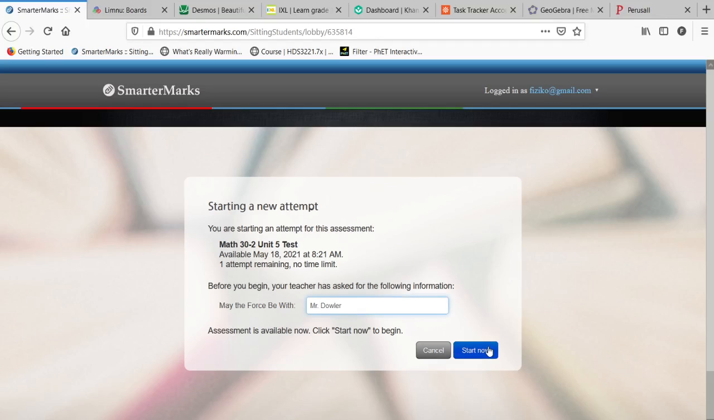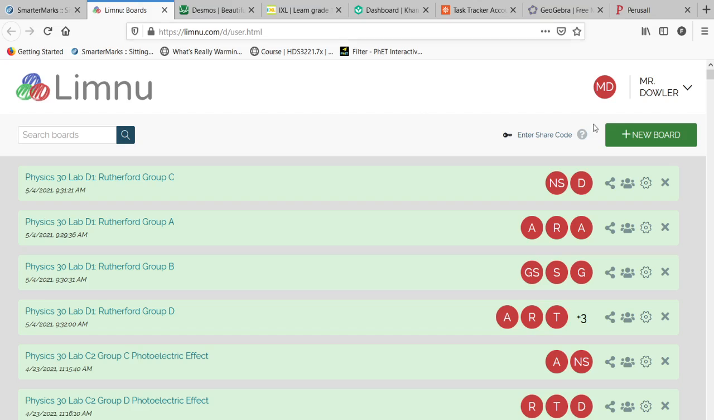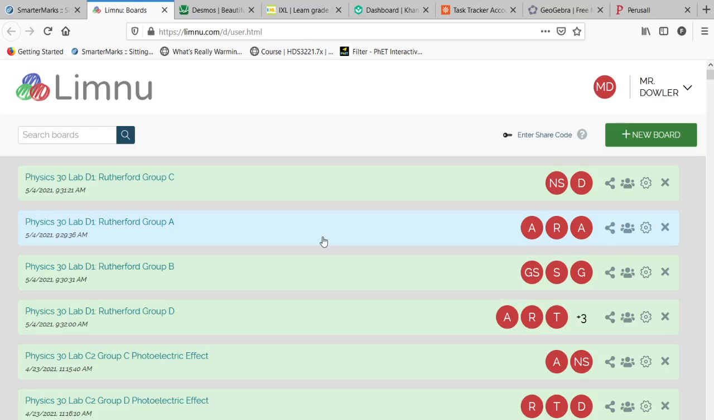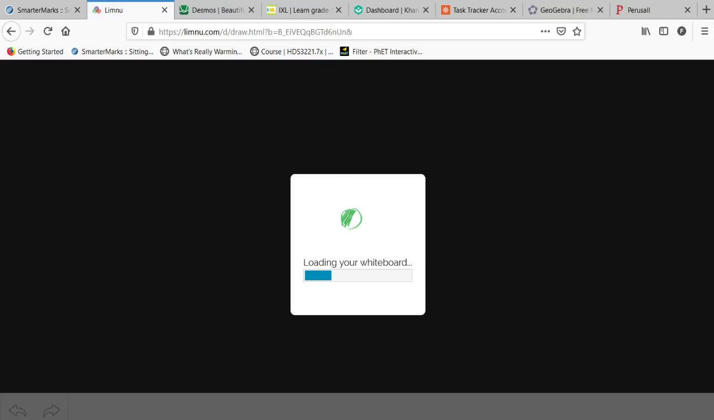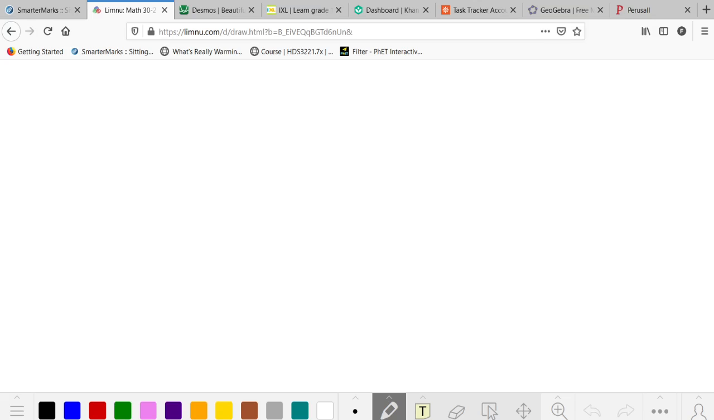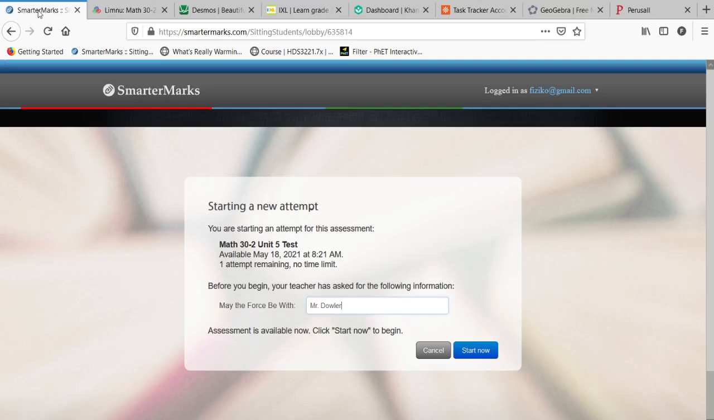So these are the solutions to the Unit 5 test. Before I launch that, I'm going to create a solutions whiteboard. It's the work we're going to almost certainly have to do at some point. All right. So here we go.